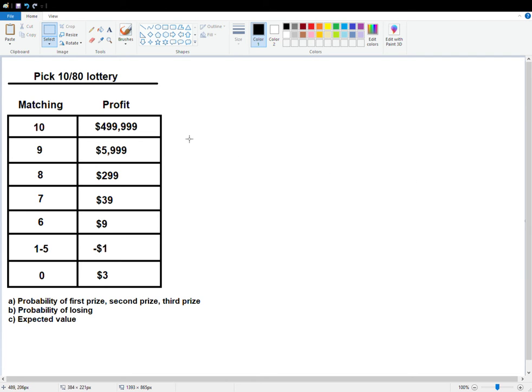Now moving on to part B, we want the probability of losing. For the probability of losing, we can use the complement rule, where the complement rule says if we want the probability of losing, then since we're in probabilities, the total max is going to be 1, and we're going to subtract the probability of winning.